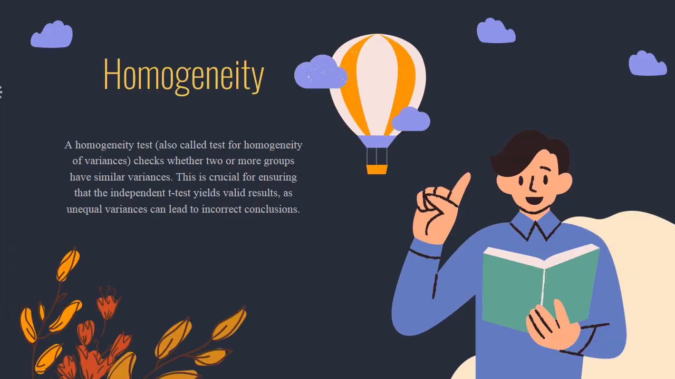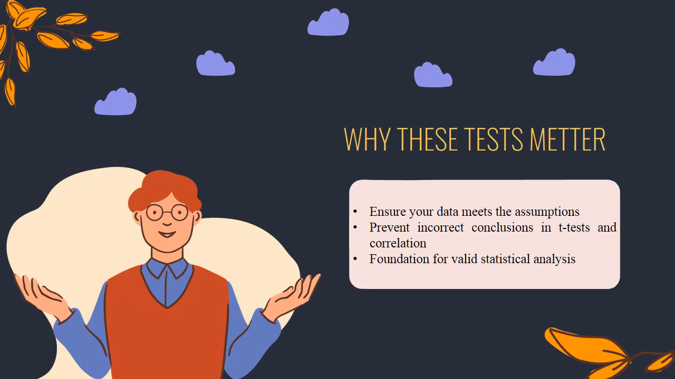The second is homogeneity. A homogeneity test, also called a test for homogeneity of variances, checks whether two or more groups have similar variances. This is crucial for ensuring that the independent t-test yields valid results, as unequal variances can lead to incorrect conclusions. Why do these tests matter? Because they ensure your data meets the assumptions, prevent incorrect conclusions in t-test and correlations, and are the foundation for valid statistical analysis.